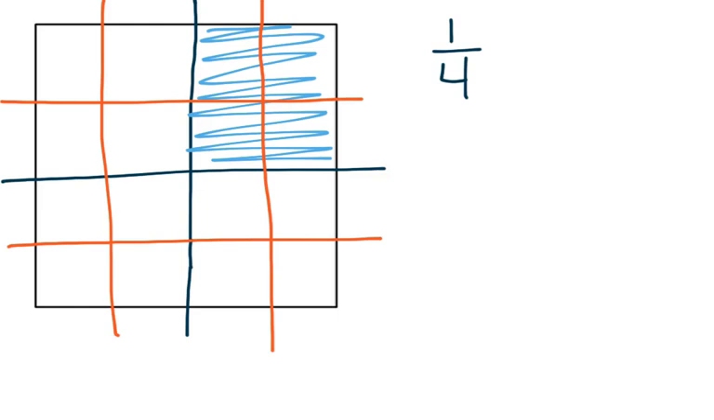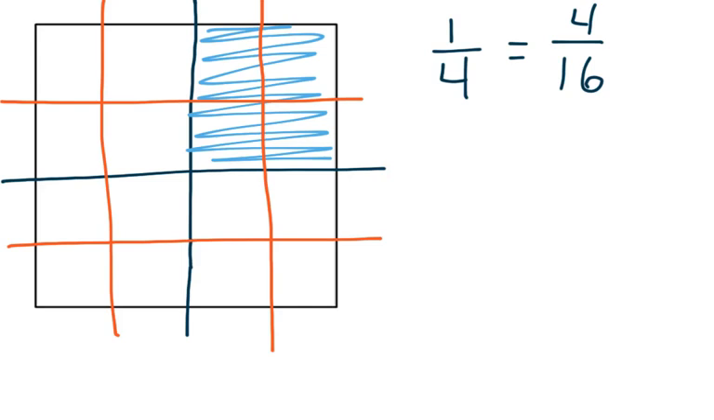So how many total pieces do I have now? Well, I have 4 squares, and I have 4 squares. So I have 16 total pieces. And how many of those pieces are shaded in? 4 of them. So I went from 1/4 to 4/16 with just splitting my rectangle.